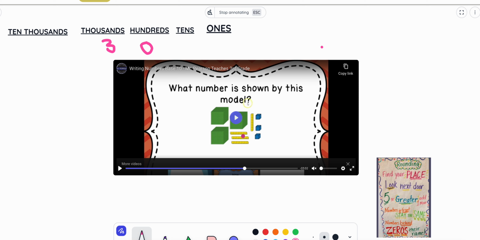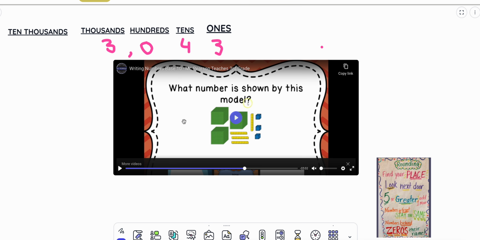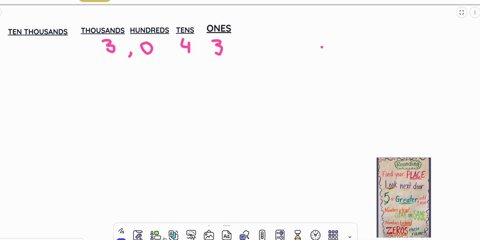Now let's count my sticks, my tens. 1, 2, 3, 4. I've got 4. I'm not going to put 40, right? I'm just saying how many do I see. So I see 3 of the green 1,000 blocks, 0 of the hundreds, 1, 2, 3, 4 of the tens, and 1, 2, 3 of the ones. So my correct number is 3,043. So the base 10, once again, is just helping us to understand place value a little bit more.